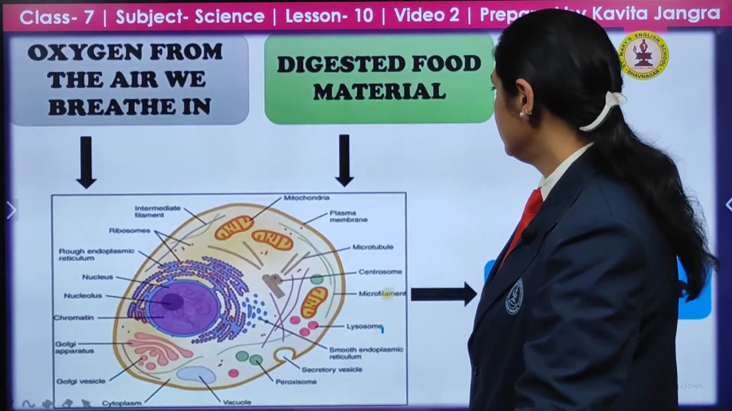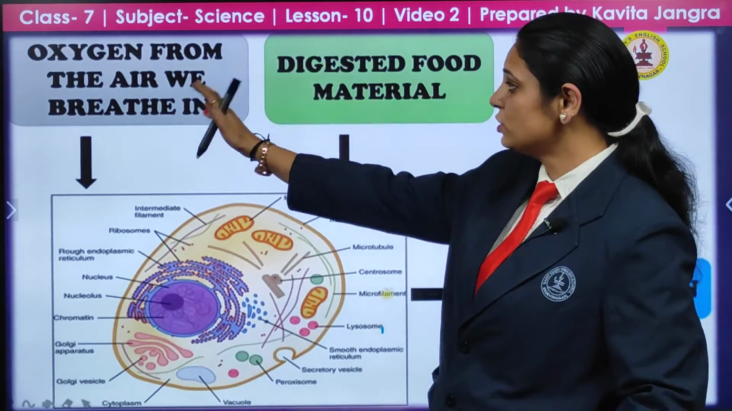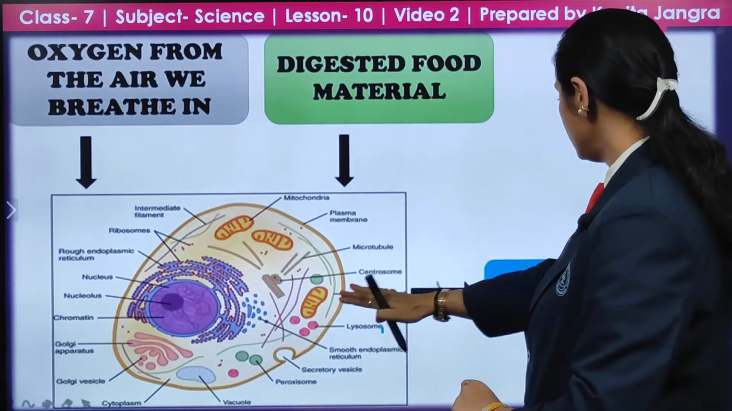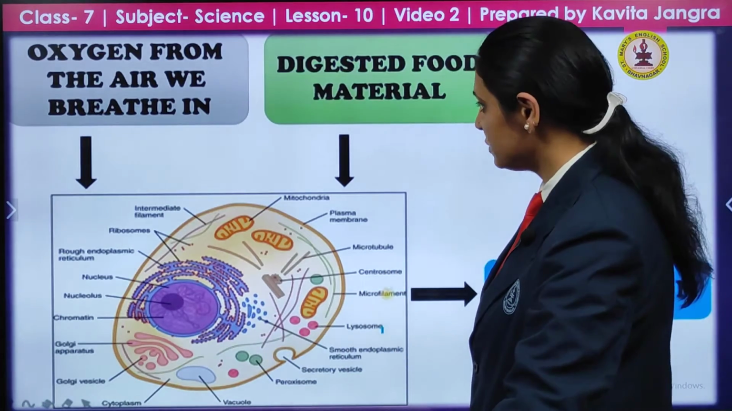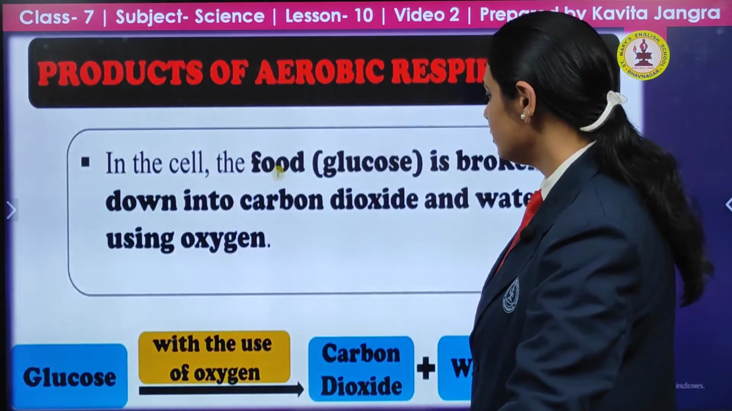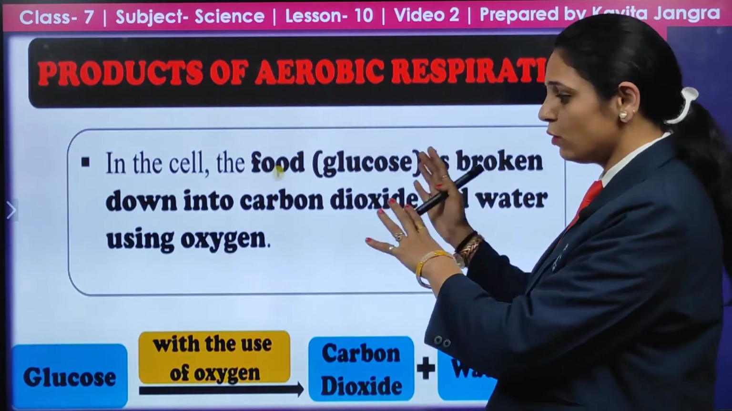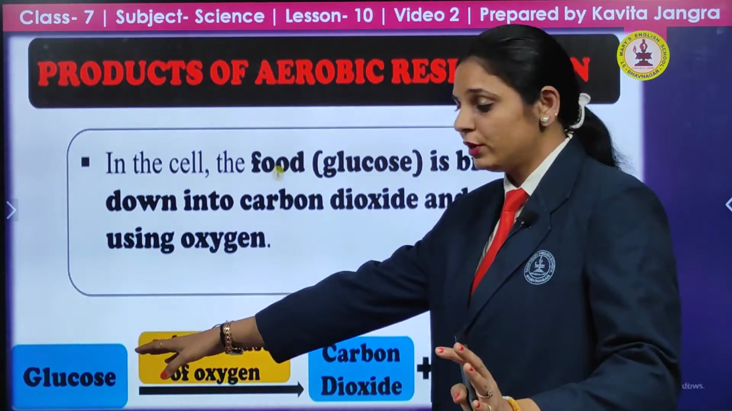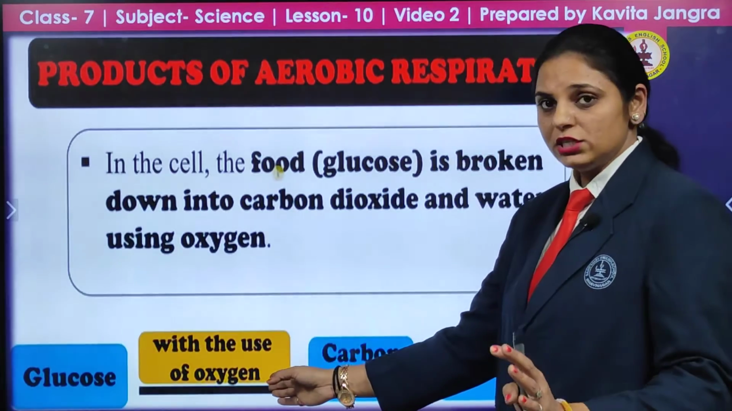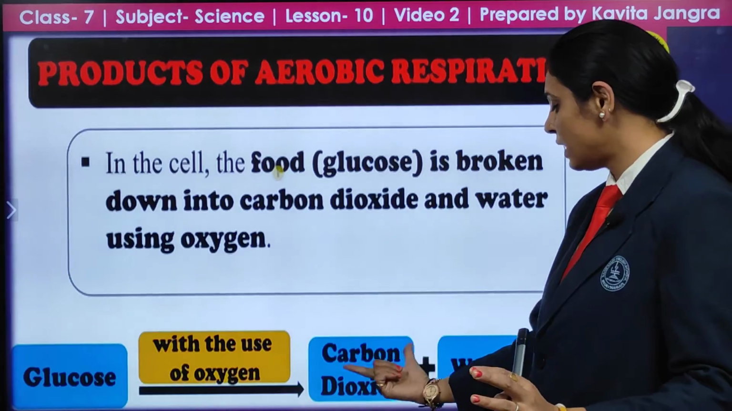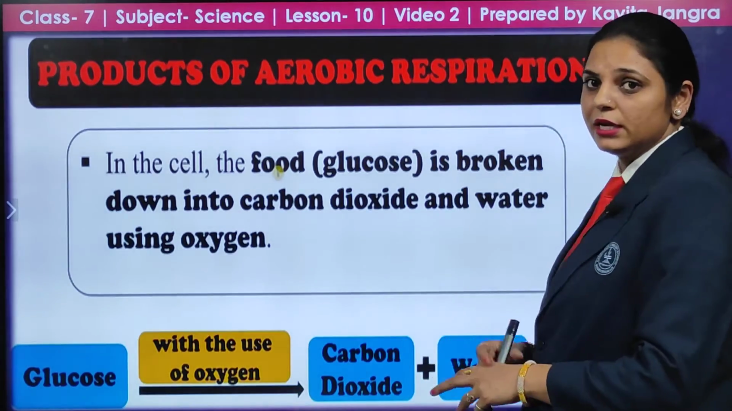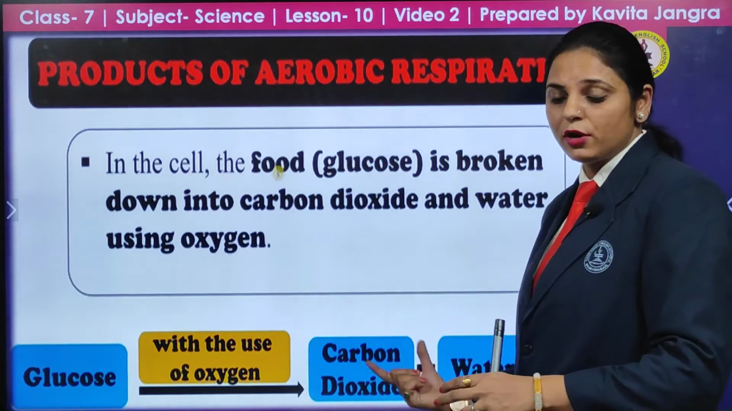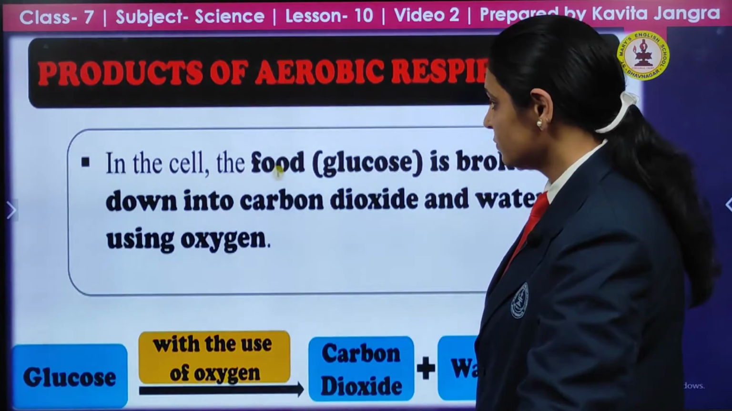On the other hand, you can see that there is oxygen from the air we breathe in and digested food material, and ultimately that is respiration in which oxygen is involved, so we can say aerobic. What is the product of this aerobic respiration? Glucose, the food component in the cell. Oxygen will reach the cell, and glucose will break down into carbon dioxide, water, and ultimately energy. So this is an important point. It can be asked to you, what is the end product of aerobic respiration?